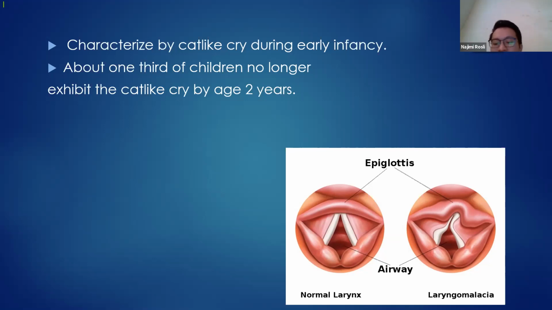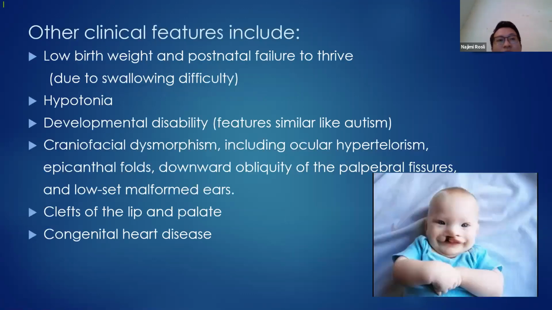The laryngeal appearance may be normal or may exhibit marked anatomical abnormalities such as floppy epiglottis, small larynx, and asymmetric vocal cords. Other clinical features include low birth weight and postnatal failure to thrive, hypotonia, developmental disability with features similar to autism, cleft of the lip and palate, and also congenital heart disease.